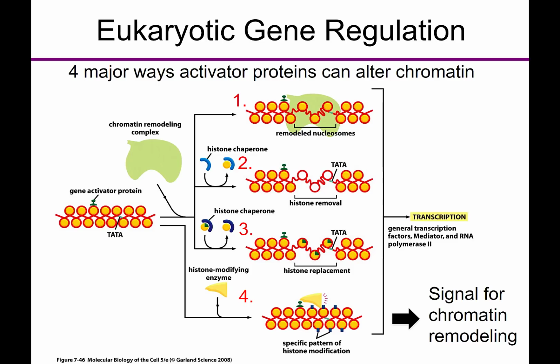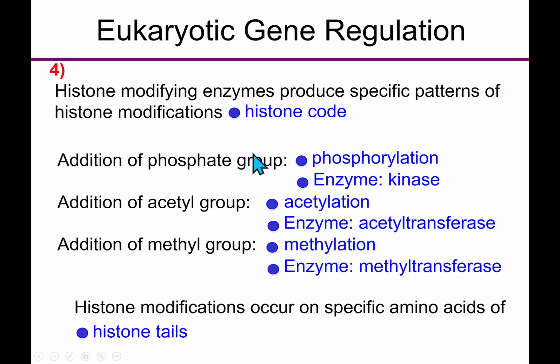Let's do another quick review because that was pretty complicated. So remember, we're talking about activator proteins, this indirect method of activating transcription, and we said there are 4 major ways. We talked about the first 3 in great detail, and the one we just addressed was number 4, these histone modifying enzymes and how they provide a signal for chromatin remodeling.